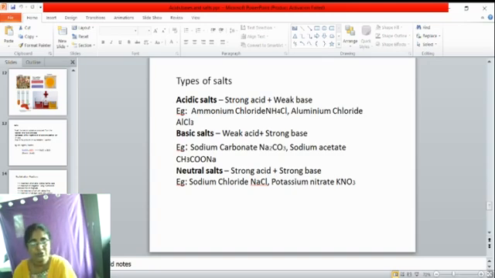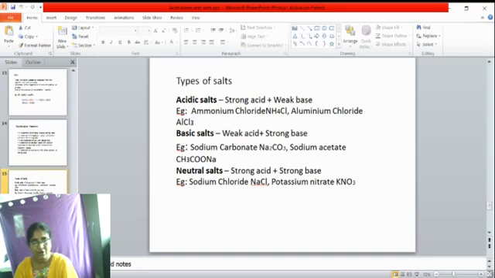Now whereas coming to neutral salts, that is strong base and strong acid reacting with each other. Just now we have seen strong base sodium hydroxide reacts with hydrochloric acid, that is also a strong acid. That gives rise to sodium chloride or potassium nitrate. So these are the three different types of salts: acidic salts, basic salts, as well as neutral salts.